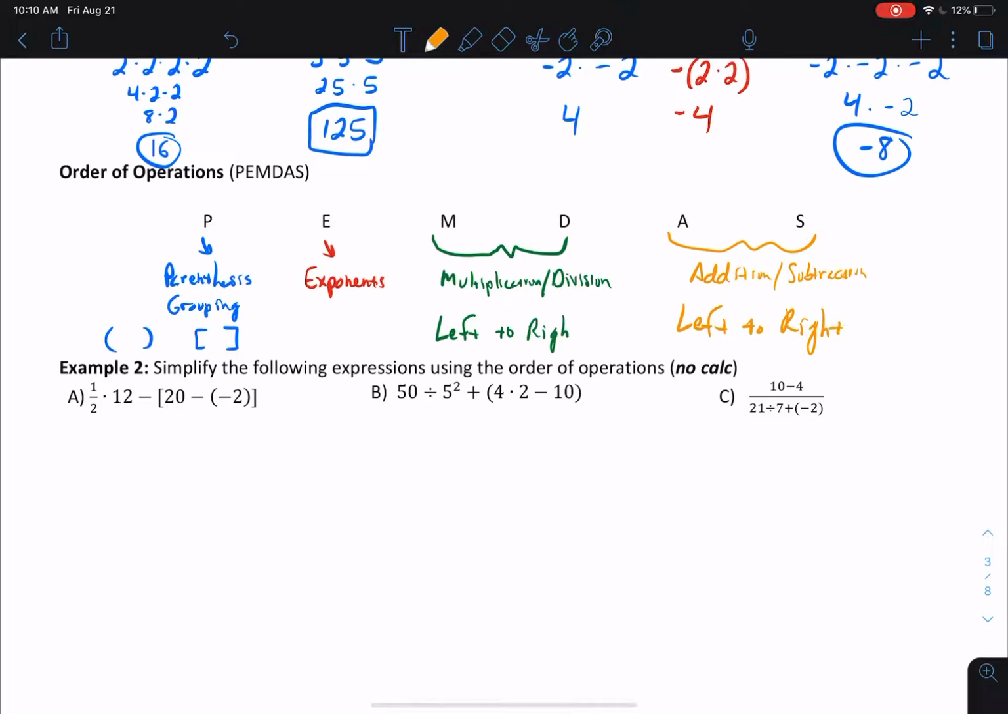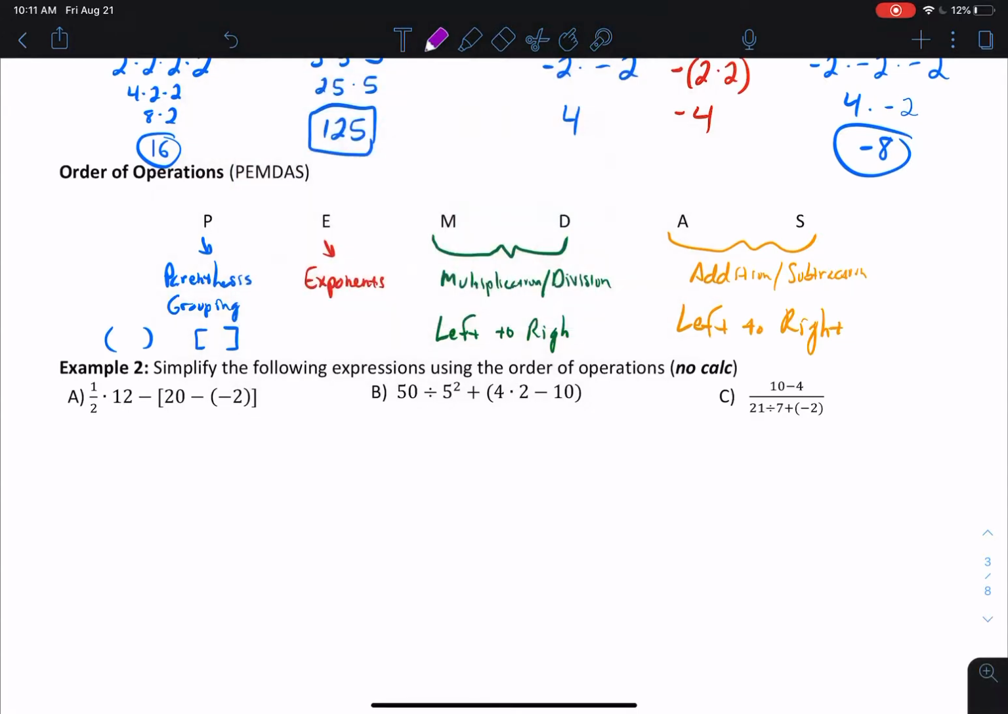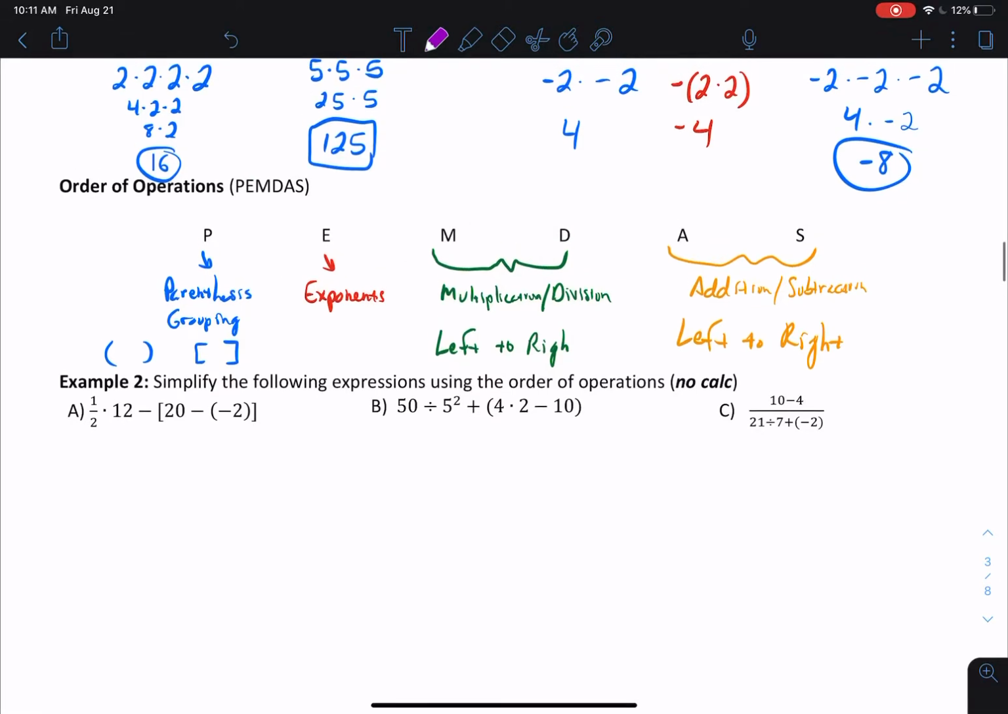Okay, so let's put this into practice. Let's try this out. So simplify the following expressions using the order of operations. So first thing we look for is parentheses or grouping. We see we've got that right here. So we have to simplify what's inside there to start. So I'm going to leave this 1/2 times 12 by itself. I'm going to subtract whatever is left over in the grouping. Inside the grouping, we have 20 minus negative 2, which is the same thing as 20 plus 2.